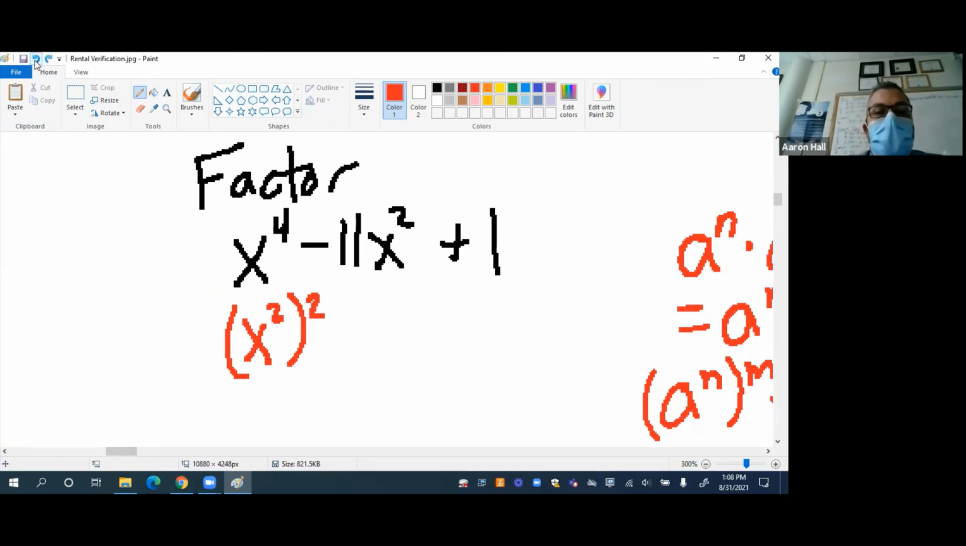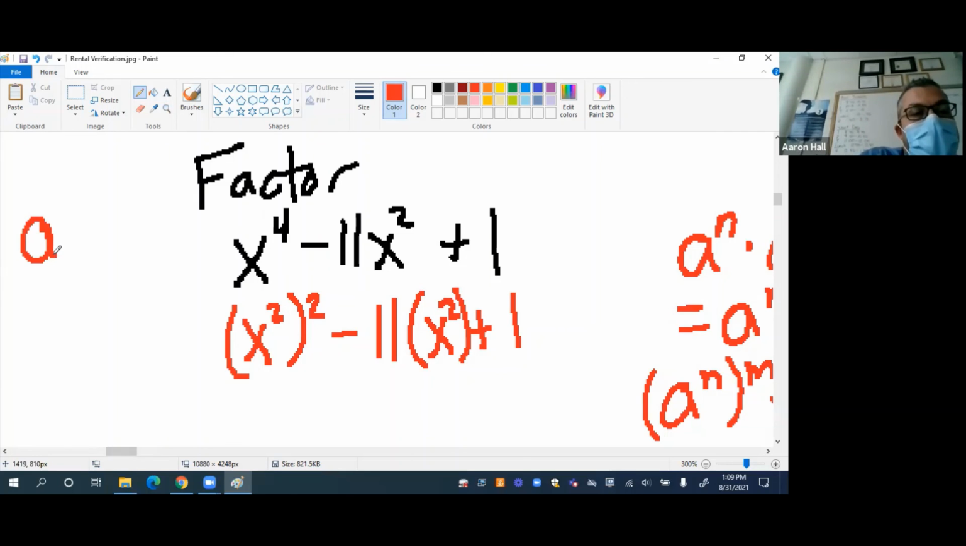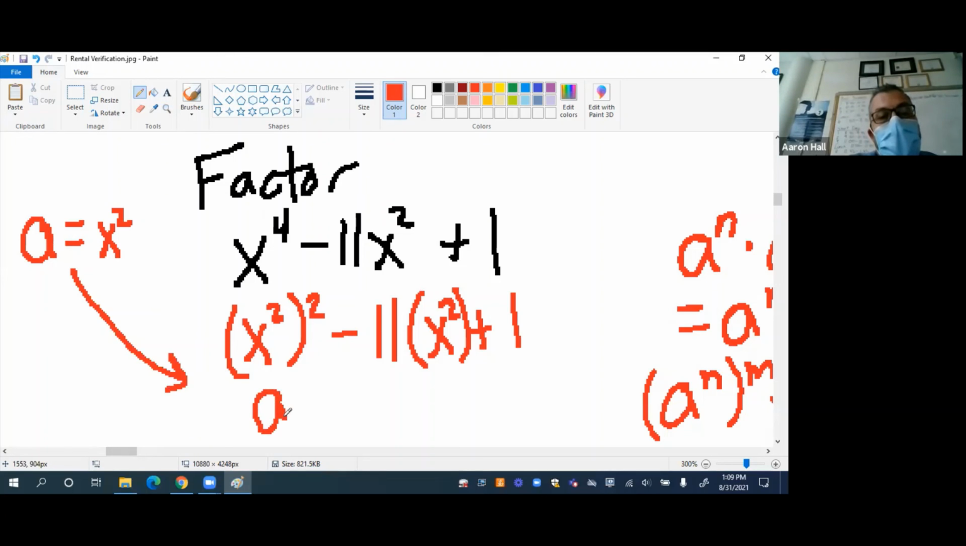And then rewrite this as minus 11 times, in parentheses, x squared plus 1. What if I said that a equals x squared? If that's true, couldn't I rewrite this as a squared minus 11x plus 1?